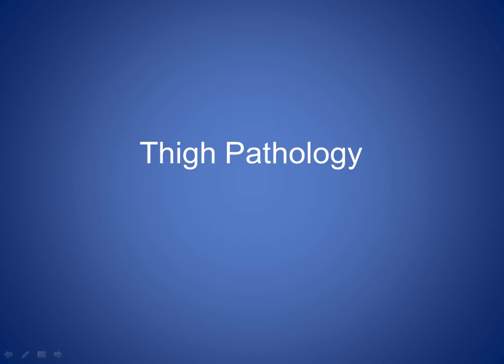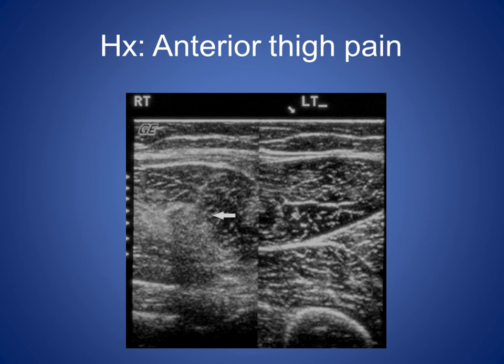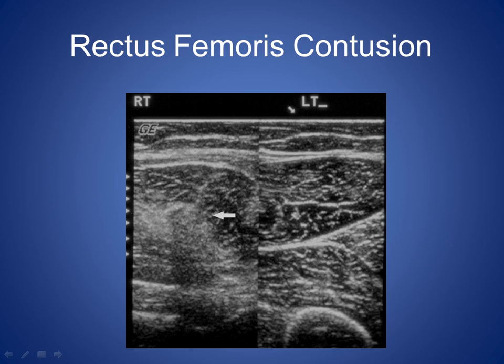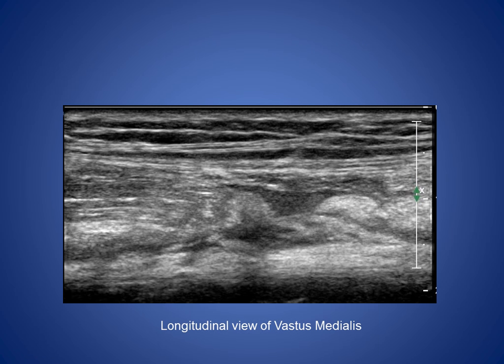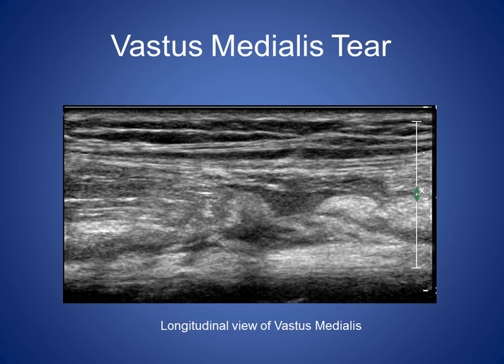So let's talk about some basic thigh pathology. Here's a patient with anterior thigh pain, and you have the left and the right for comparison. You have this ill-defined echogenic structure. You kind of lose the internal architecture of the muscle, and this is the appearance of a common rectus femoris contusion. Contrast that with this image of the vastus lateralis and the vastus medialis, and you have this hypoechoic defect within the muscle. If you did dynamic imaging, you actually see the muscle separate. And this is the appearance of a muscle tear in the vastus medialis.